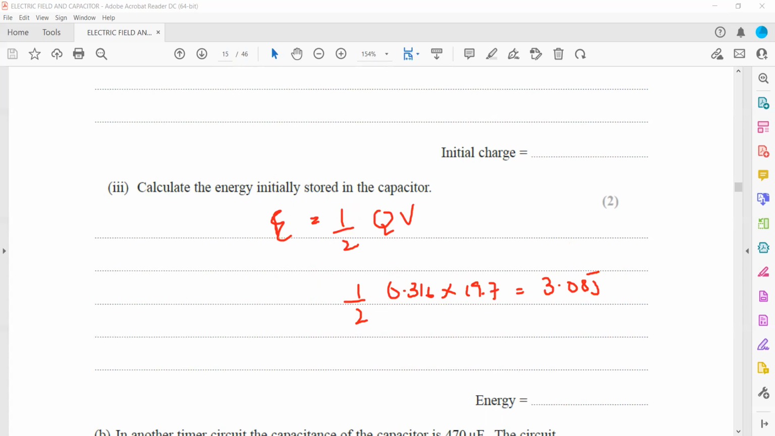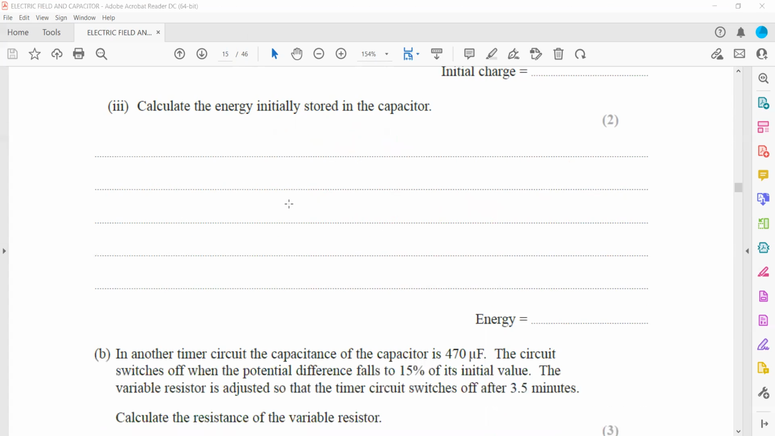But we cannot say that the capacitor stores charge. We always say it stores electrical energy.